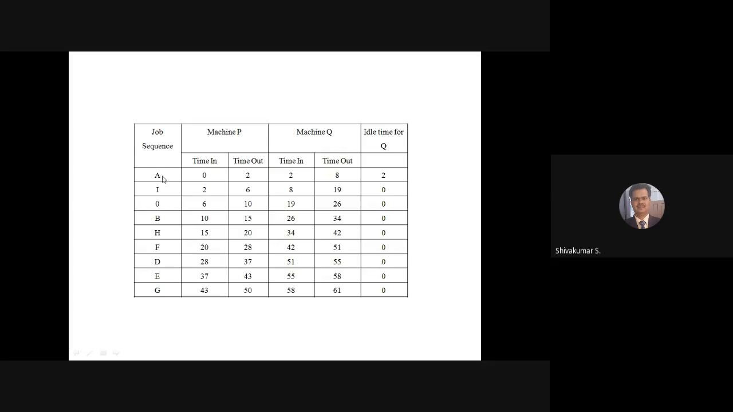So job sequence, all 9 blocks here. 1, 2, 3, 4, 5, 6, 7, 8, 9. Make 9 rows here. Machine P, machine Q, time in, time out, time in, time out. Idle time for machine Q. Don't enter the values right now. You please make a table. Job sequence, you have 9 rows because 9 jobs are there totally.